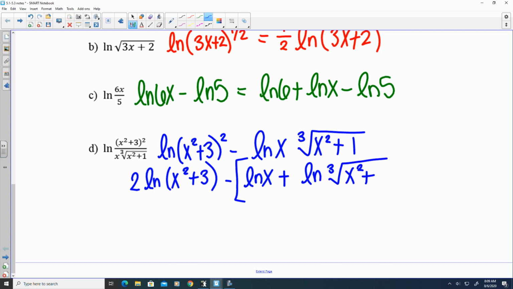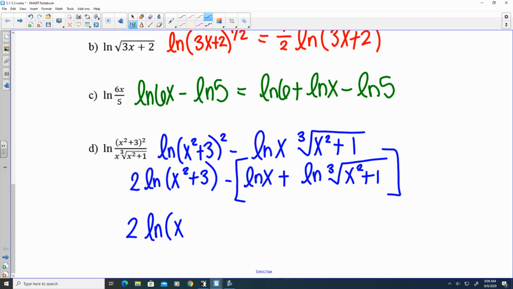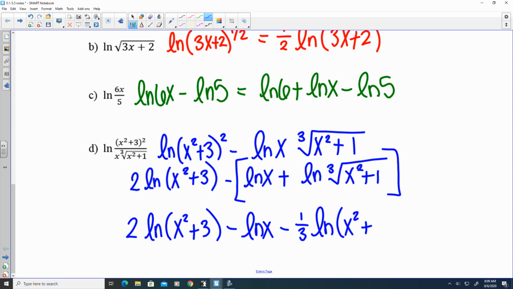And then the last thing I'm going to do is turn that cubed root into a 1/3 exponent, which we know is going to have to come down to the front of that last term. While I'm at it, I'm going to distribute that negative through the brackets so that we don't have any parentheses in our final answer. There we go.